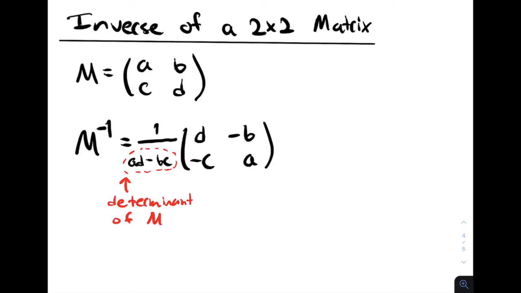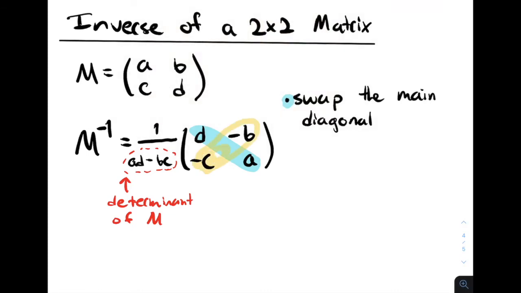One way to keep track of this formula is we can say that we swap the main diagonal and we negate the weak diagonal.